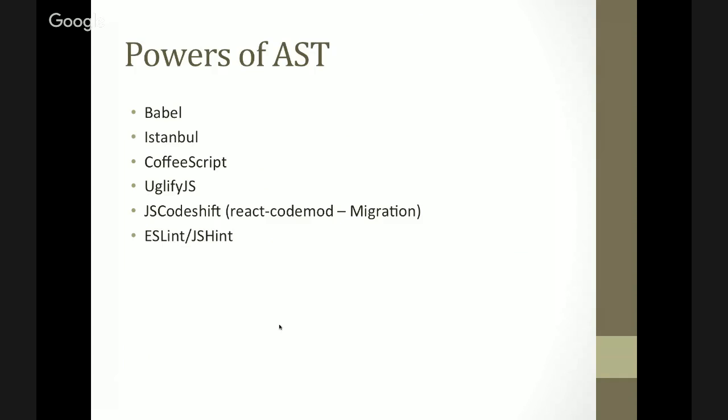So, the power of AST. We've all used one or two of these. How many of us have used all of them? Probably not everyone, right? But Babel, we know what that is. Istanbul, code coverage, we know what that is. CoffeeScript, we've played around with that idea a little bit. UglifyJS, we've done that. JSCodeshift is Facebook's awesome little utility where they have this codemod for migration. So if they update their React code base from 14 to 15, they can write a little module, plug it into Codeshift, run it through the code, and it updates everything to be React 15 compatible. And then ESLint, JSLint, we've all used those and loved them, right?